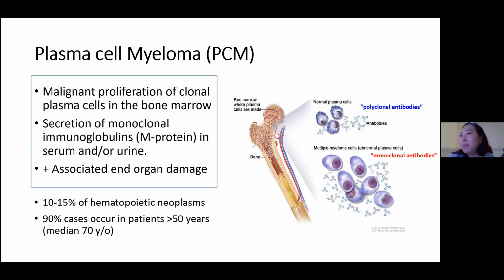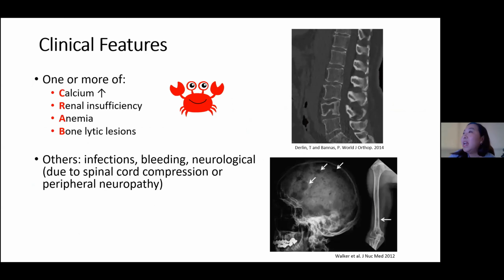It's a fairly common diagnosis in adults, especially, making up 10 to 15% of hematopoietic neoplasms. And in 90% of cases, it occurs in, again, people more than 50 years old, with a median age of diagnosis of 70. So we'll talk about the clinical features of myeloma.